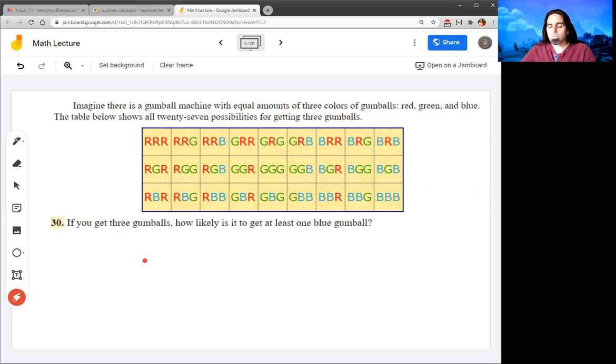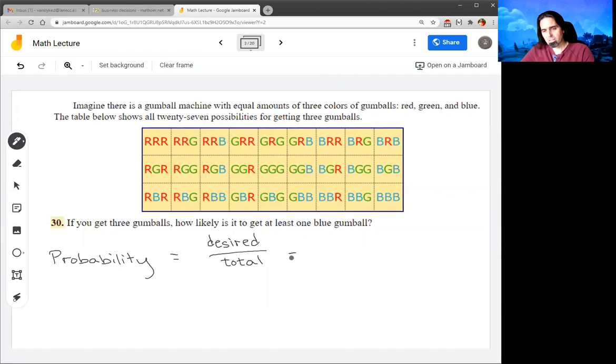So if we get 3 gumballs, how likely is it that at least one of them is blue? So same as before, our probability is the ones we desire, in this case at least one blue, over total. The total we just said was 27. So how many of these have at least one blue? There's a blue. There's at least one, at least one, at least one. Blue, blue, blue, blue, blue.